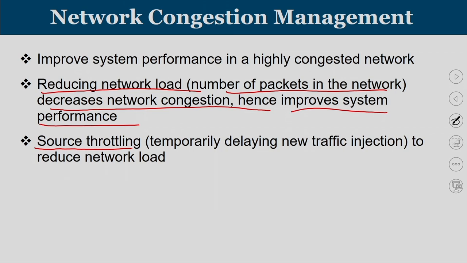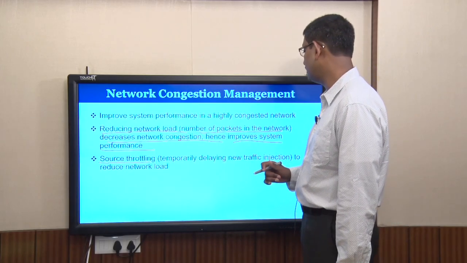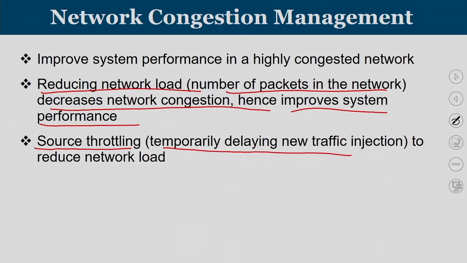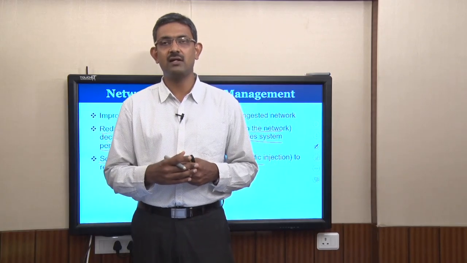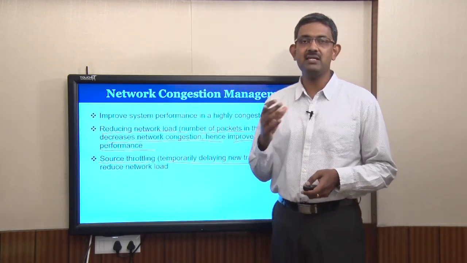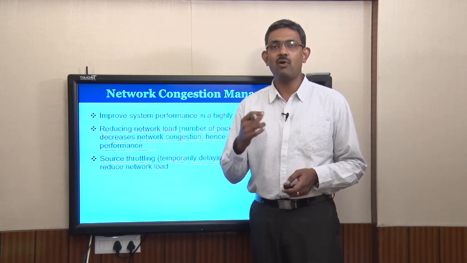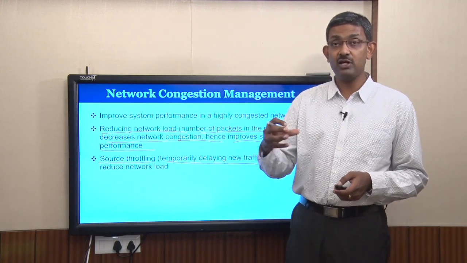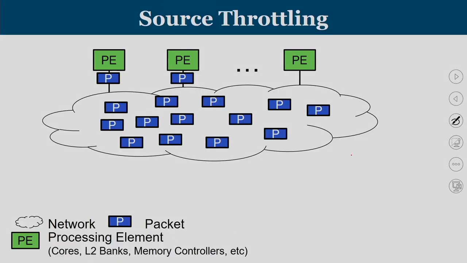Based on that, work has already been proposed by research groups, and one of them is called source throttling. So we are trying to understand the concept of source throttling. Source throttling is a technique where packets are temporarily delayed. It's only a temporary delay to injection. Let's say you are going to inject at clock cycle number 10. I won't permit the packet to be injected at clock cycle number 10. It is slightly delayed to clock cycle number, say, 12 or 14 or 20. The whole idea of managing congestion by packet throttling is that some applications are carefully chosen based upon certain characteristics of the application, and those applications are delayed in injecting packets into the network.